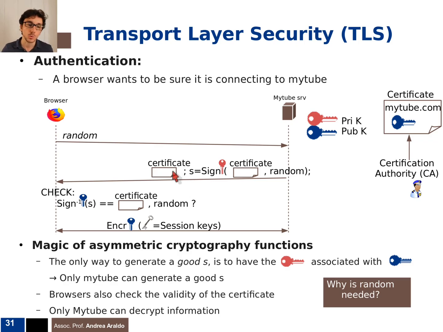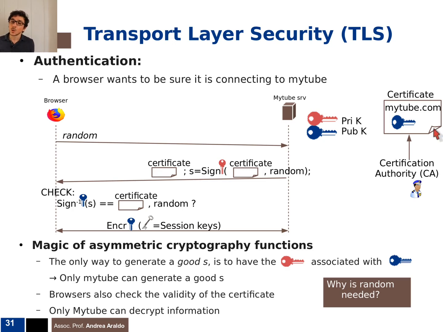Now, I already mentioned this certificate. What is it? It is just a digital, textual document where you have information like the name of an organization, address, etc., and also the public key of the organization. Only the public key, of course, because the private key is known only by MyTube. So this certificate is circulated over the internet, and this is how browsers can verify that they are talking with MyTube. Actually, all the users know the certificate of MyTube when they want to talk with MyTube.